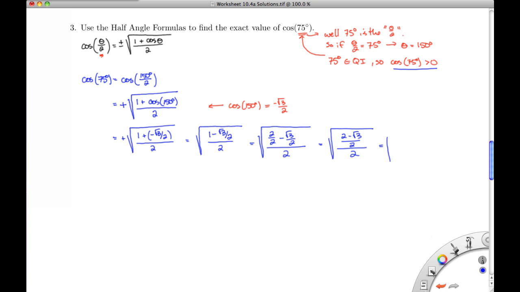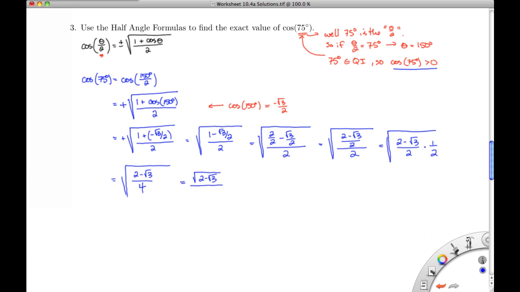Well, if we divide by 2, it's the same as multiplying by a half. So we get 2 minus the square root of 3 divided by 2. That's our numerator fraction there. And we're dividing by 2 or multiplying by 1/2. So what this now gives us is the square root of 2 minus the square root of 3 all over 4. We're almost there. Now, if we're taking the square root of a rational expression or fraction, we can take the square root at the top.